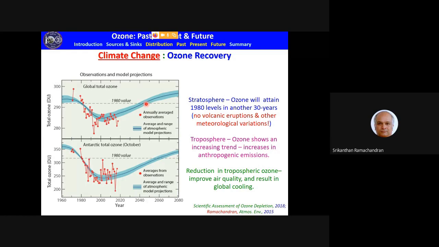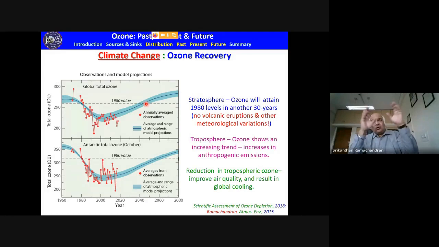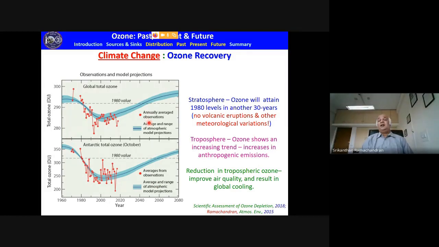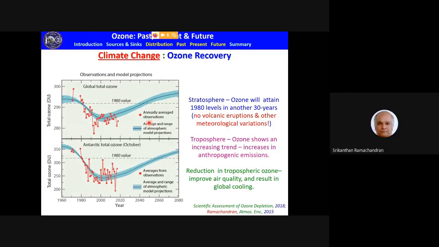And other meteorological variations, such as we saw before, that happened in 2002 when the ozone hole got split into two, also created a scenario that is different from the normal ozone depletion years. If you look at the Antarctic, for example, the scenario is the same. It will take the same amount of time as the global ozone. Tropospheric ozone, in contrast, is showing an increasing trend because of the increase in the anthropogenic emissions occurring because of globalization, urbanization, and industrialization.